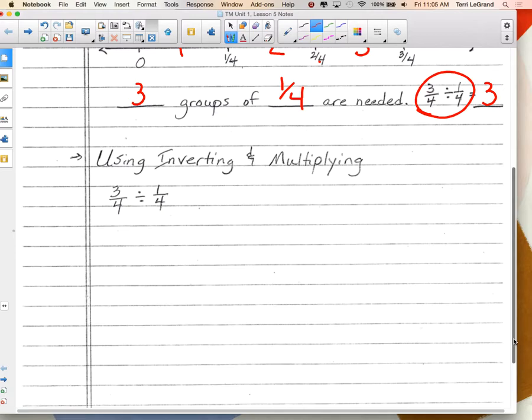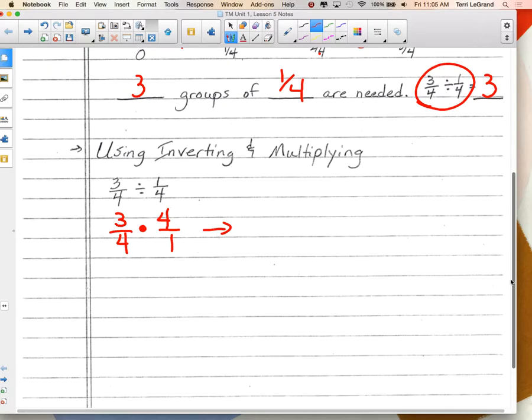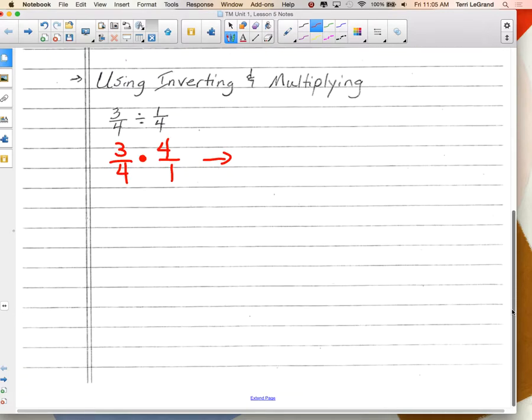Well, what gets inverted? Harley? 1/4. The 1/4 gets inverted. What you're dividing by gets inverted. So that's the inverting. The division becomes multiplication. And the 3/4, what you're dividing into, stays what it is. And then we can say that 3/4 times 4/1. Well, we have 2 different ways that we know how to multiply fractions, right? What's the first way that we do it?